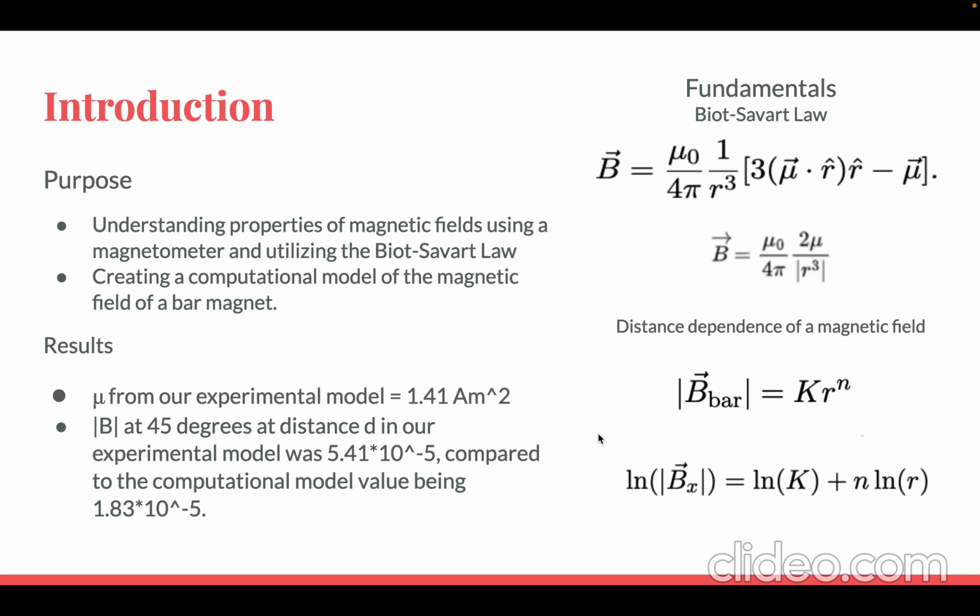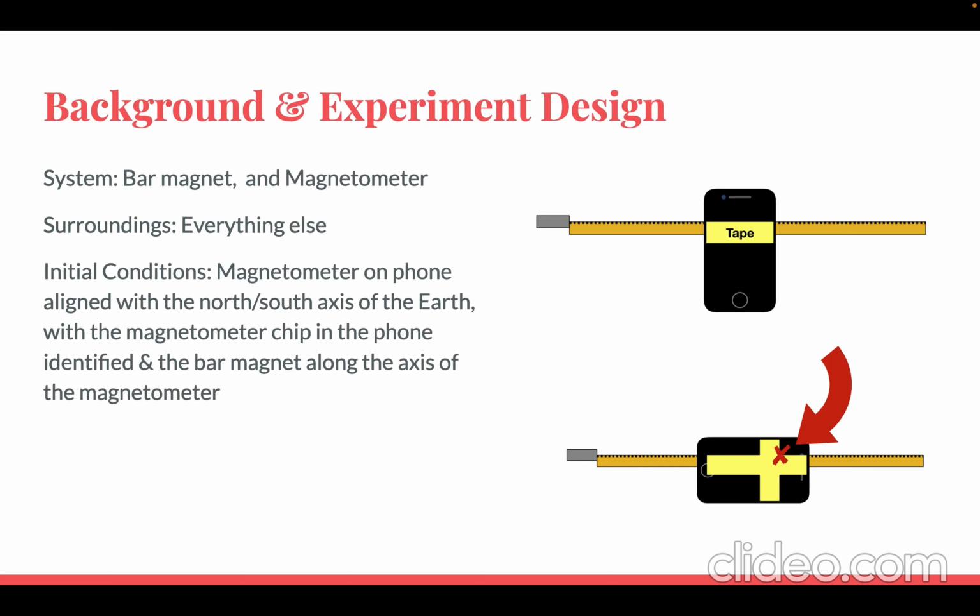Mu from our experimental model ended up being 1.41 amps meters squared, and then B at 45 degrees in our experimental model was 5.41 times 10 to the negative 5, compared to the computational model being 1.83 times 10 to the negative 5. So the system would be the bar magnet and the magnetometer, and the surroundings would be everything else.